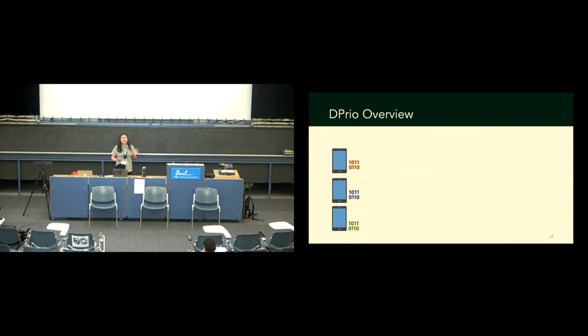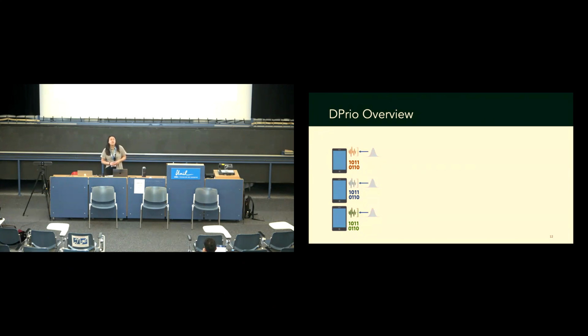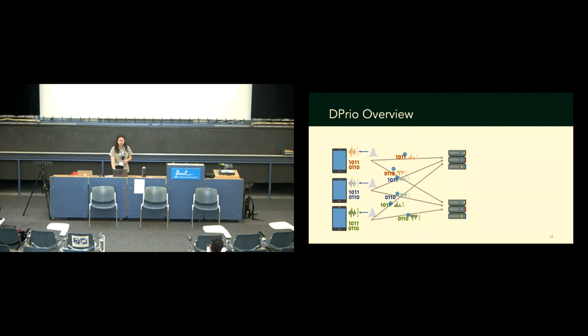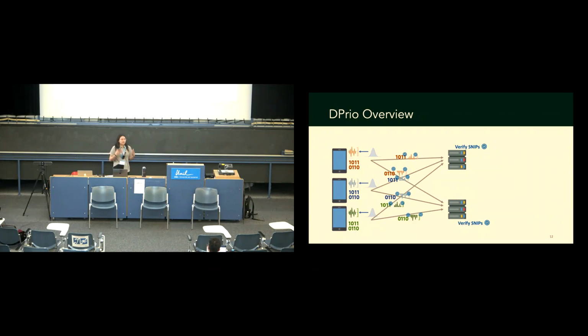We call our solution DPrio, and it works as follows. So we have our clients here, each with their data points. Each client will sample a noise value from some distribution. And then as before, they will secret share their data among these servers. And they'll also secret share these noise values among these servers. Now, these data points will be verified with these secret shared non-interactive proofs, just as they were in Prio. And the clients will also include SNIPs for the noise values that they submit. So now these servers can verify that everything is well-formed by verifying these SNIPs.